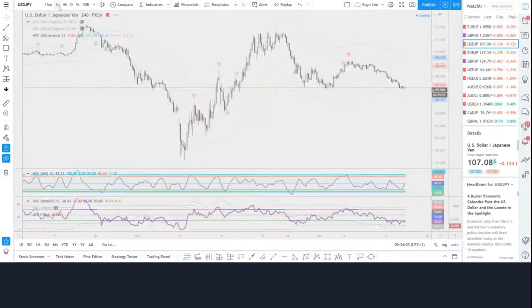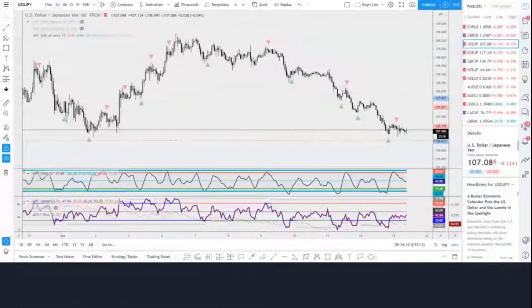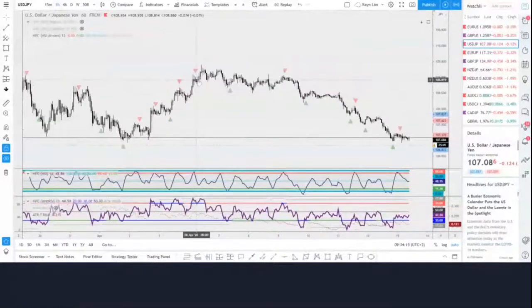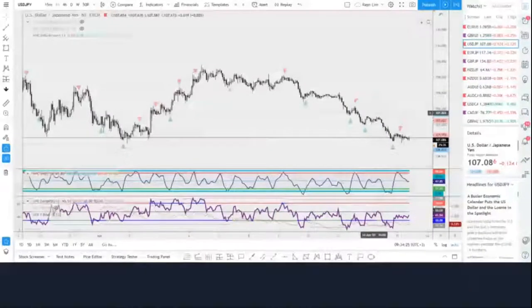The 1 hour chart. Look at the trend. This was the trend that had upward movement. Okay. Market broke and closed below, closed below, closed below, sell zone over here.